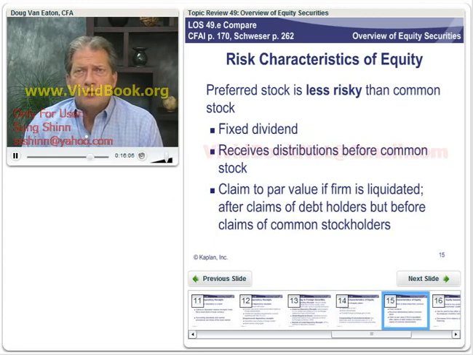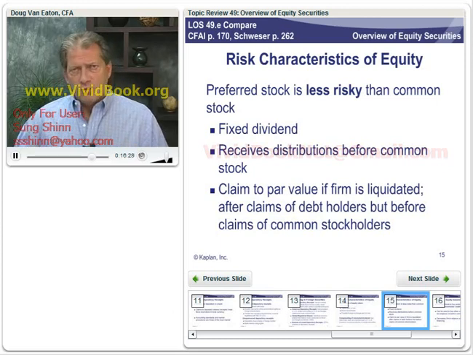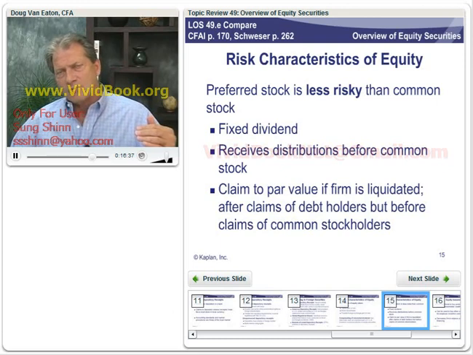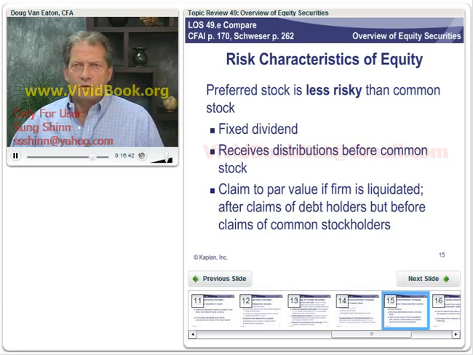Well, we know that preferred stock is less risky than common stock because of its fixed dividends and this preference to receive distributions before common stock can be paid any dividends. And you also have a claim to the par value or stated face value if the firm is liquidated, after the claims of debt holders, but remember, before, preference over the claims of common shareholders. So in terms of risk, preferred stock is more risky than debt, and common stock is more risky than preferred stock.